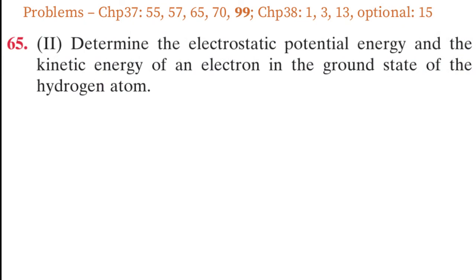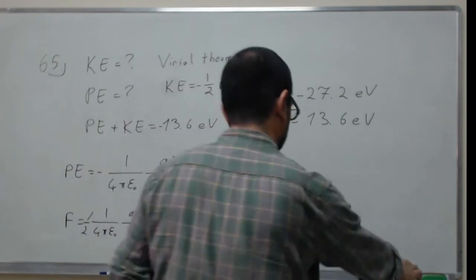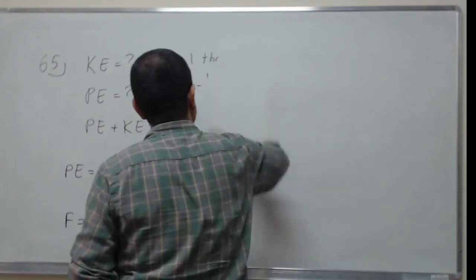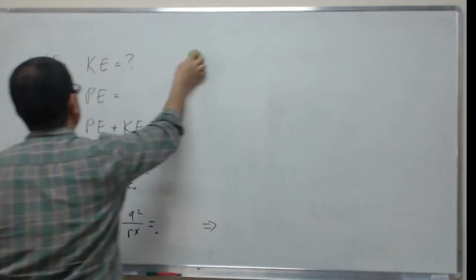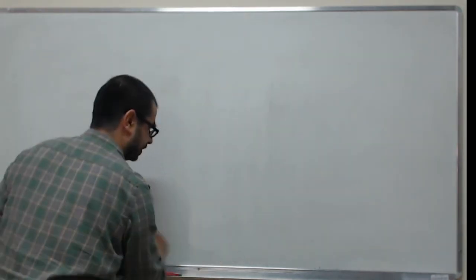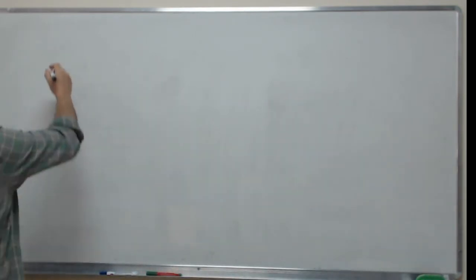So the next question is problem 70. Suppose an electron bound to a proton in the hydrogen atom was bound by gravitational force rather than by the electric force. What would be the radius and energy of the first Bohr orbit? Okay. So this is coming closer to my field, celestial mechanics, but at the same time, this quantization is of course completely irrelevant for celestial mechanics. But we are going to write down the interaction as gravitational interaction. So this is problem 70.